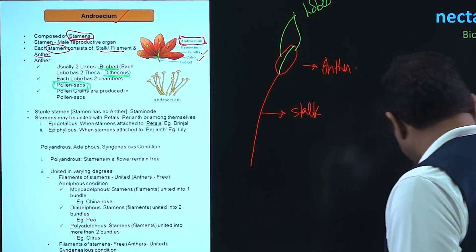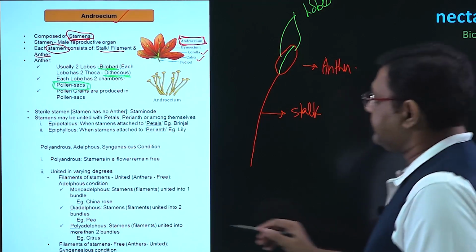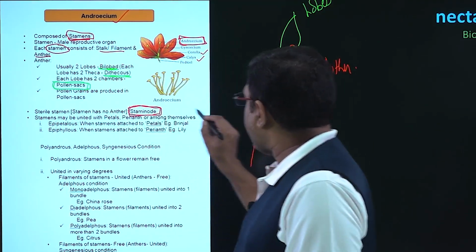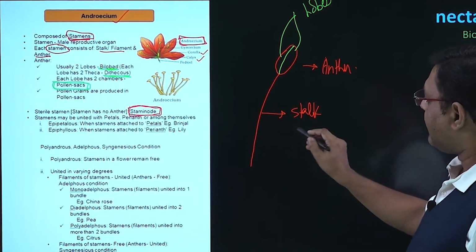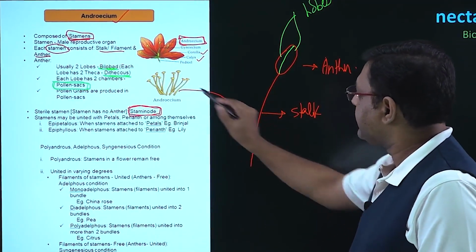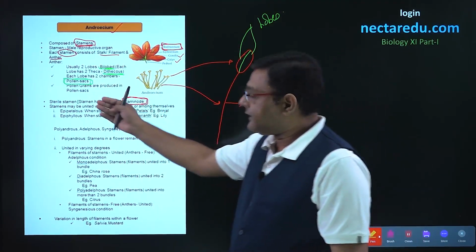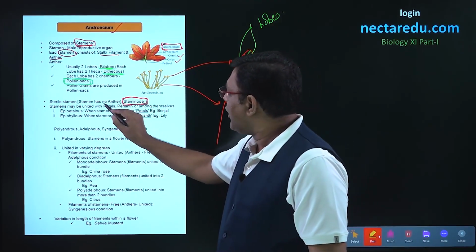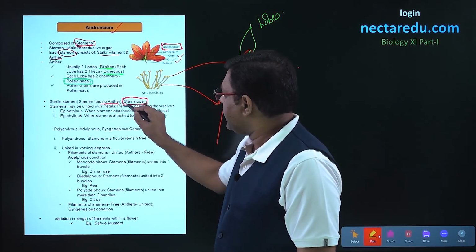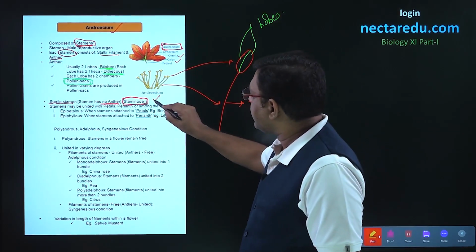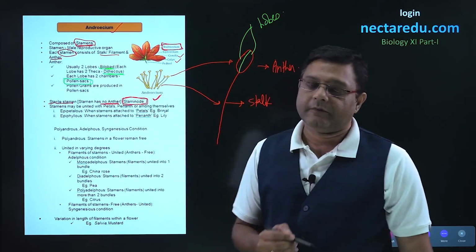After this, we come to a term, staminode. Now, ideally, any stamen should have the stalk present and also the anther present. Now, if there is a stamen which does not have an anther, in this case, it will be a sterile stamen, and this stamen is called the staminode.